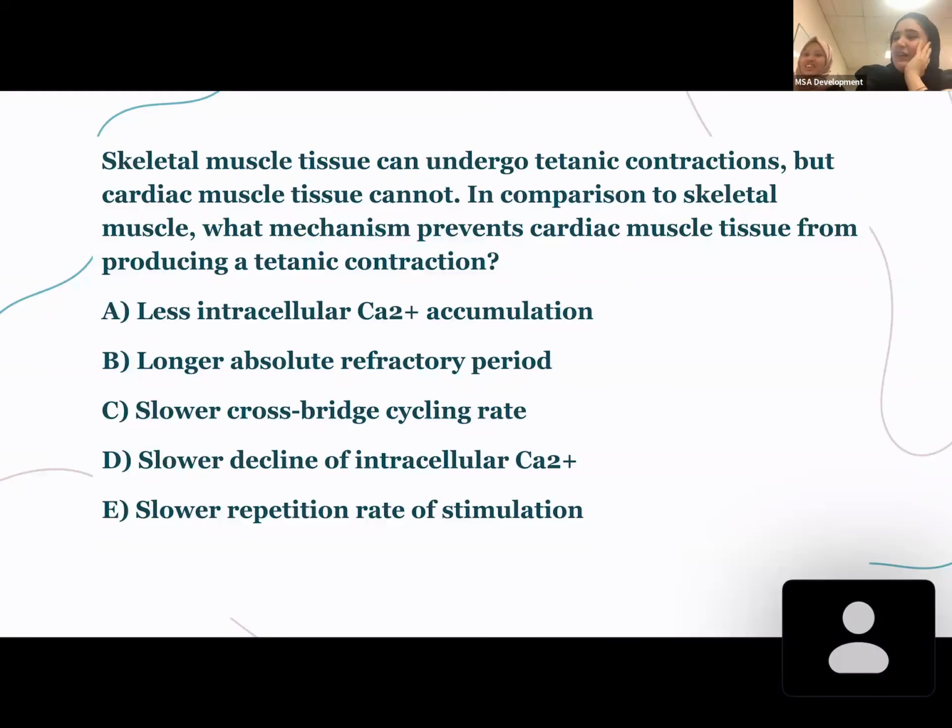Skeletal muscle tissue can undergo tetanic contractions, but cardiac muscle tissue cannot. In comparison to skeletal muscle, what mechanism prevents cardiac muscle tissue from producing a tetanic contraction? This is super easy. I went really easy on you.